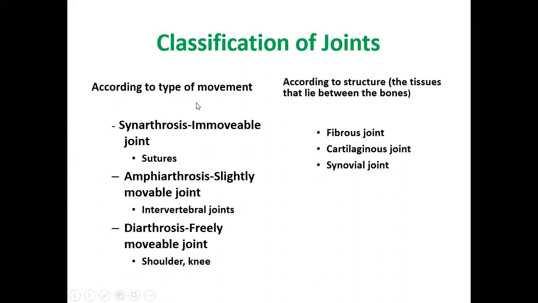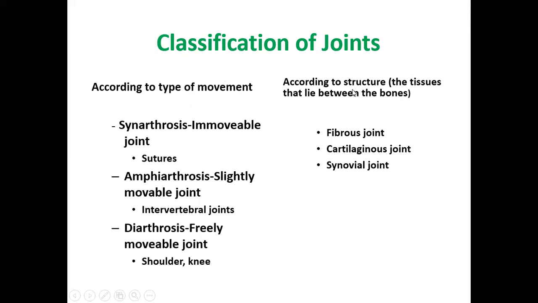So depending on the movement, there are three types: synarthrosis, amphiarthrosis, and diarthrosis. Synarthrosis means there are no movements. The best example is sutures. In amphiarthrosis, slight movements are there. The example for this is the intervertebral disc or the intervertebral joints. Between two vertebrae, there are slight movements where the intervertebral disc is present. Such joints are called amphiarthrosis, where there is slight movement. The third type is freely mobile joints, which are called diarthrosis, and the best examples are the shoulder and the knee joint. So this is one type of classification, depending on the movement.